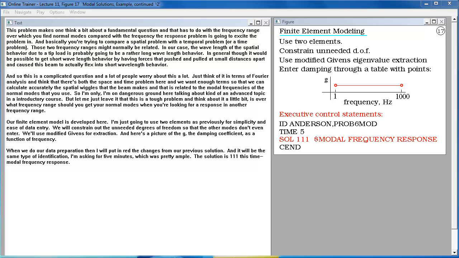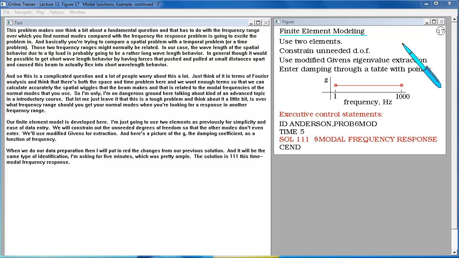Just think of it in terms of Fourier analysis, and think that there's both the space and time problem here, and we want enough terms so that we can calculate accurately the spatial wiggles that the beam makes, and that is related to the modal frequencies of the normal modes that you use. So I'm on dangerous ground here talking about kind of an advanced topic in an introductory course, but let me just leave it that this is a tough problem, and think about over what frequency range you should get your normal modes when you're looking for response in another frequency range.